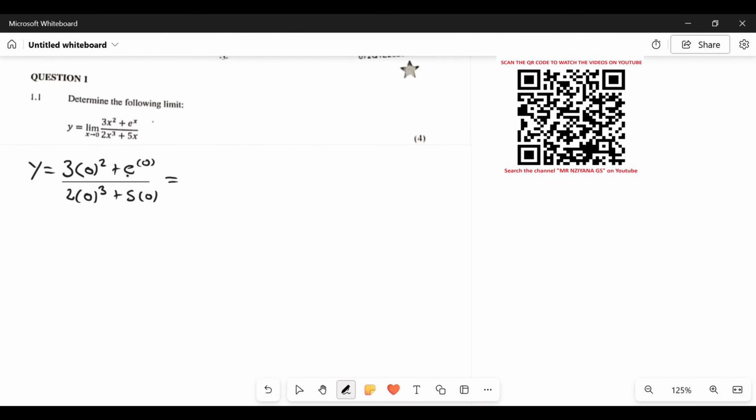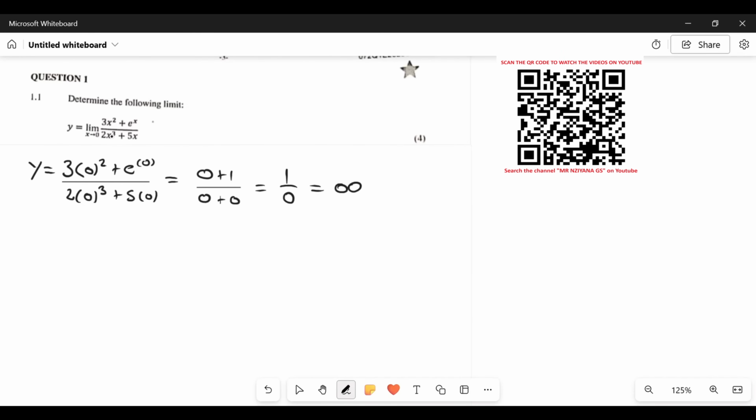If we continue on the numerator, we're going to have 0 plus 1, because 3 multiplied by 0 to the power of 2 is 0, and e to the power of 0 is 1. Anything to the power of 0, guys, is 1. Divide by 0 plus 0, right? And all this is 1 divided by 0, which gives us infinity. So if it gives us infinity like this, it means that we need to do the following step.